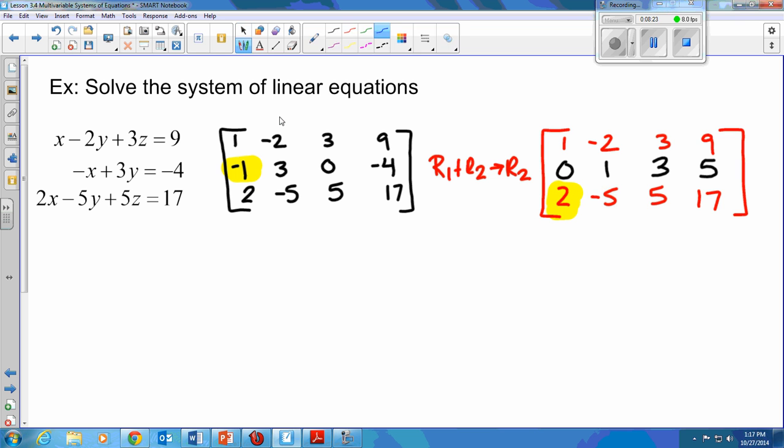So what would cancel a 2? Where could I get a negative 2? So I could say negative 2 times row 1 plus row 3, and I'm going to replace row 3. So this is what you should be writing on your paper so I know what it is you're doing.